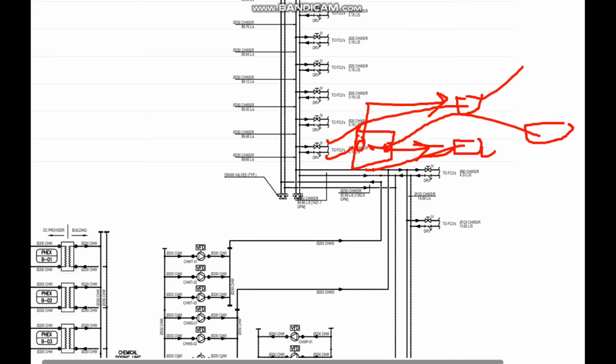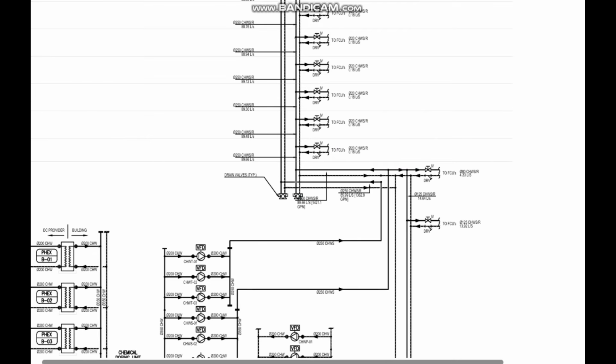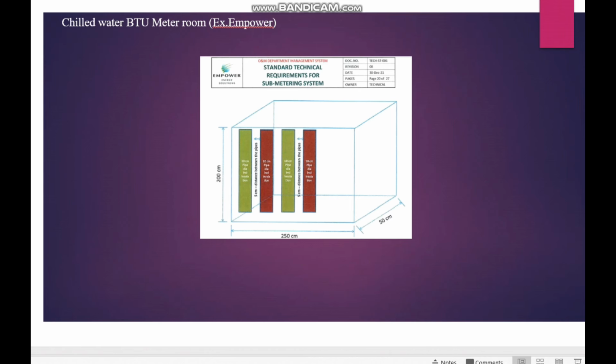So there is a rule. Different authorities have different rules, so the BTU meter room should have a minimum size. For example, if you go to Dubai Empower, the rule says that the minimum length of the BTU meter room should be 2.5 meter or 250 centimeter. The height should be minimum 2 meter or 200 centimeter, and the depth of the room should be 50 centimeter or 500 mm. So this is the minimum size of the BTU meter room you have.